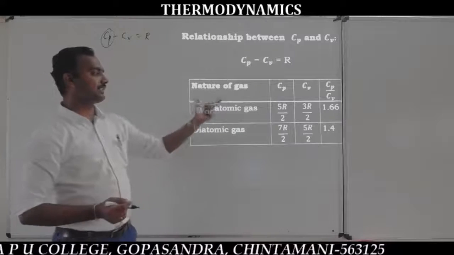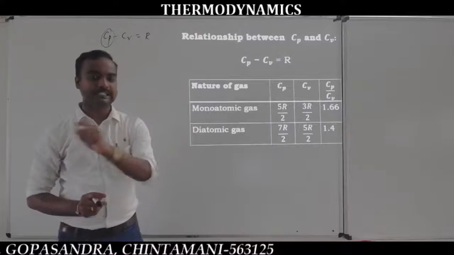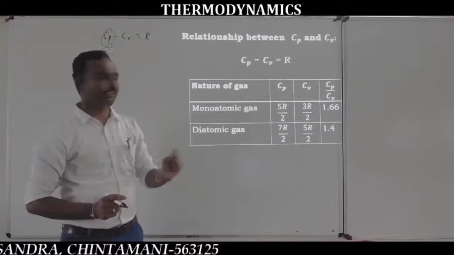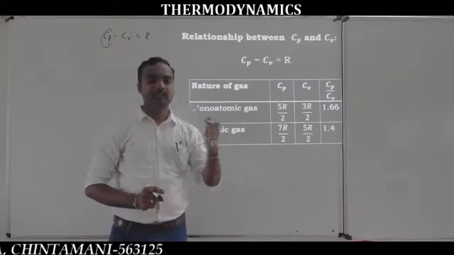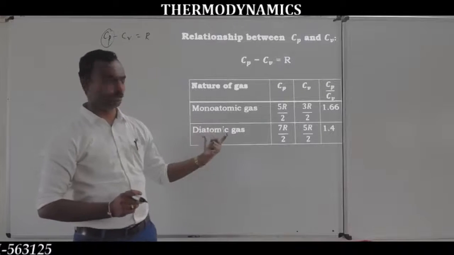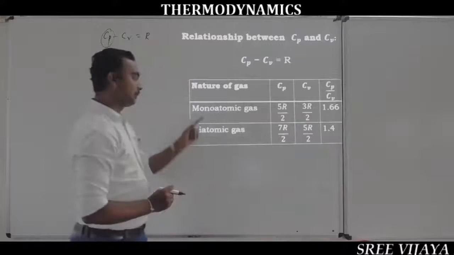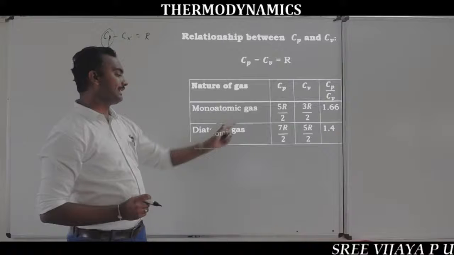So again, this is a very important chart for your competitive exams, not for CET. CET will 100% not ask it in chemistry, because it is not in our concepts. But national-level competitive exams may ask an applied question. So what is the relationship between CP by CV for monoatomic gas and diatomic gas?